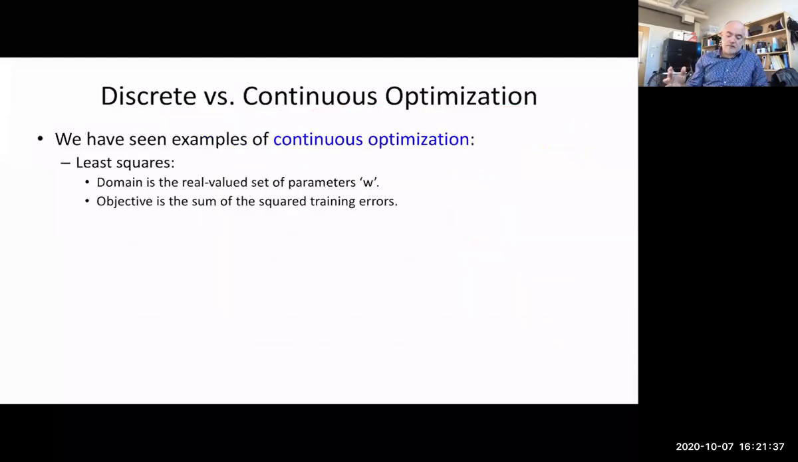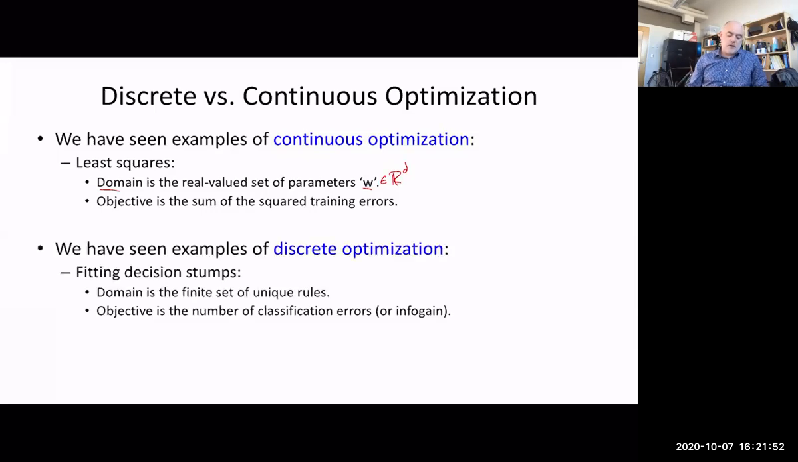So we've seen some examples of continuous optimization already, right? In least squares, the domain is the real valued set of parameters w that live in, again, R^D. The objective is the sum of the squared training errors. That's what we've written down all the time. We've looked at discrete optimization as well. In particular, when we fit a decision stump, the domain is the finite set of unique rules. And the objective is the number of classification errors.